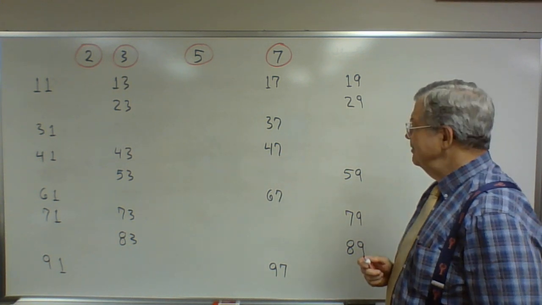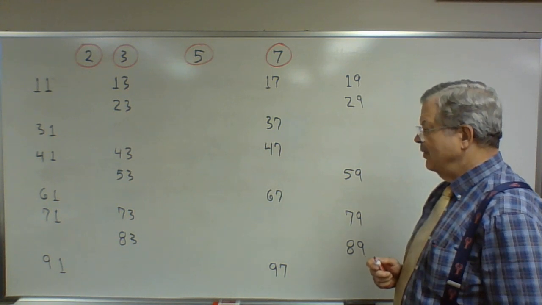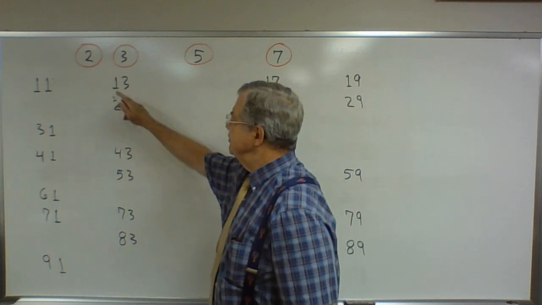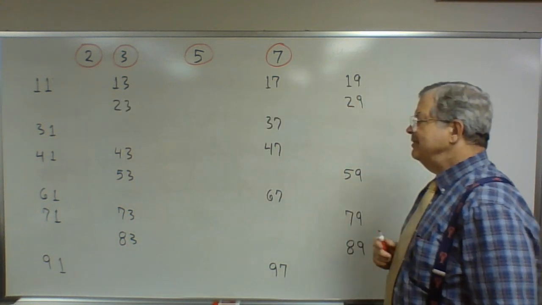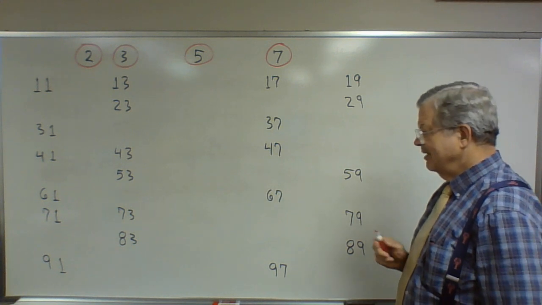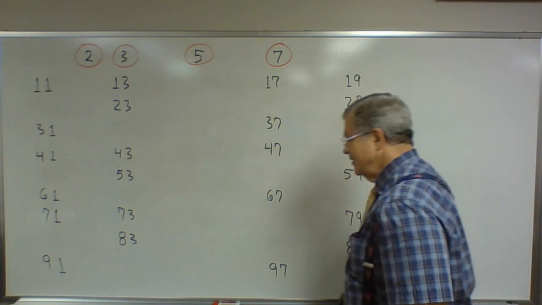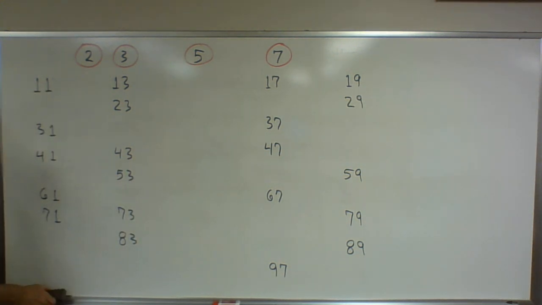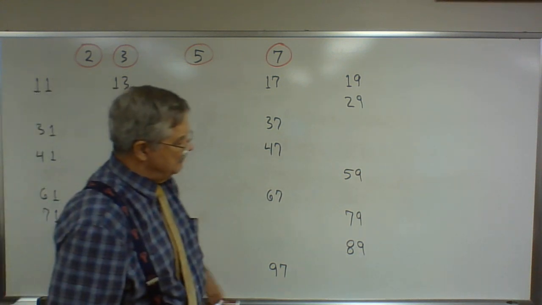Okay, 7 times 12, that's 84. 7 times 13, ooh, 13's prime. 7 times 13 is 91. Okay. Got to get rid of that. And 7 times 14 is greater than 100, so it's not on here.